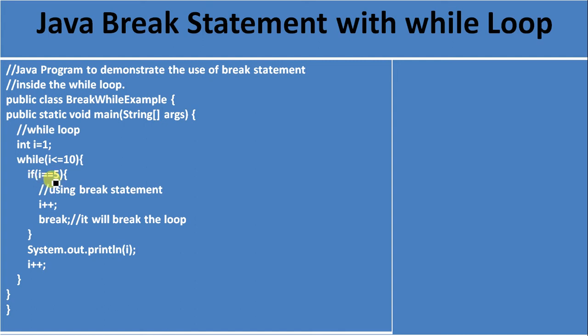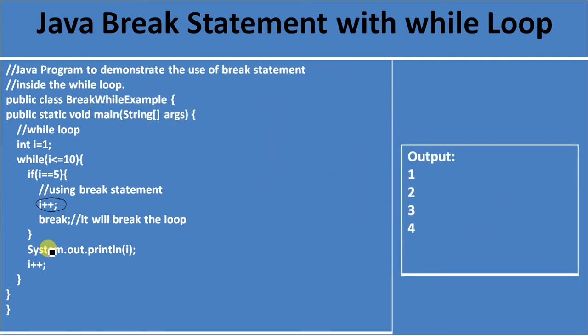And we are writing while i <= 10, and if i equals 5, what we are doing? I am calling the break statement. When the i value is 5, then call the break statement. As you call the break statement, control comes out from the while loop, and here we are printing the value of i and incrementing the variable i. So the output of this program is 1 to 4.